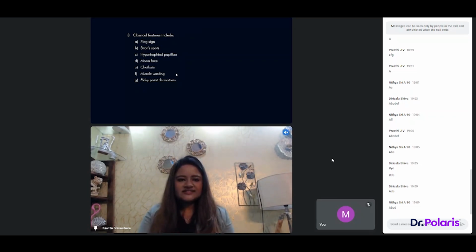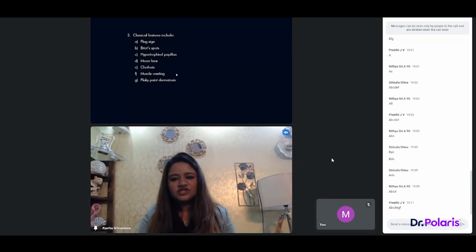Do we see flag sign? What is flag sign? Yes, we do see flag sign. It is seen on the hair of the child where there are alternate textures of brown, black and white hair which looks like a flag. Okay, Preeti has answered A, B, C, D, E, G and F. All right. So all the options are right except option number C.